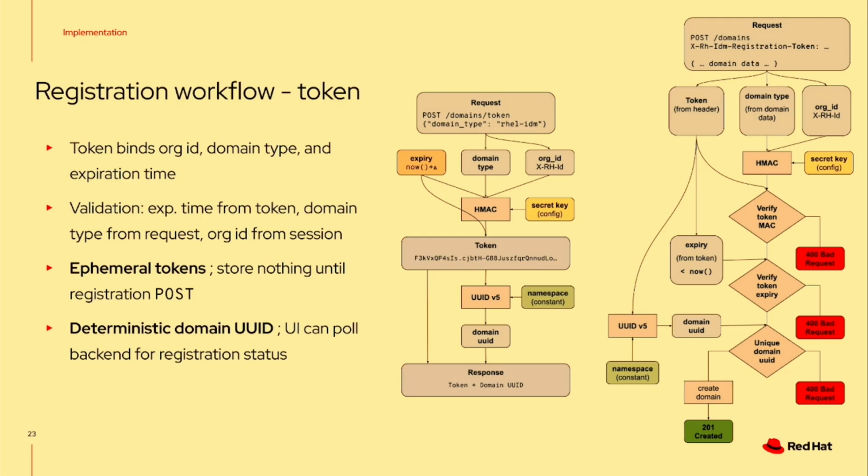But the domain ID is a UUID which is derived from the registration token. So it is deterministically derived using UUID v5. And as a result, the domain ID is known ahead of time, even though we're not storing anything server-side. And this enables the web interface in the registration wizard to poll the backend and ask, hey, has this registration been completed or not, in order to enable the user to proceed to the final steps of the registration. So, I think that's quite a nice property in terms of keeping the data nice and clean on the back end.